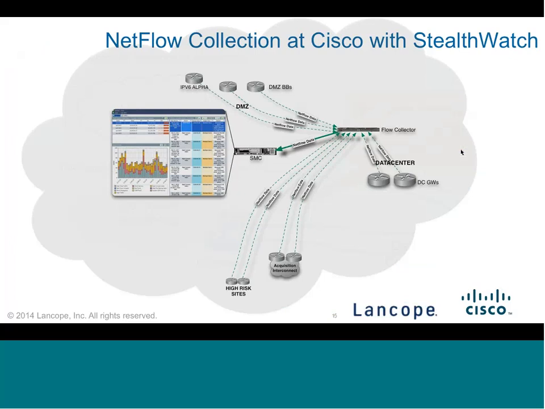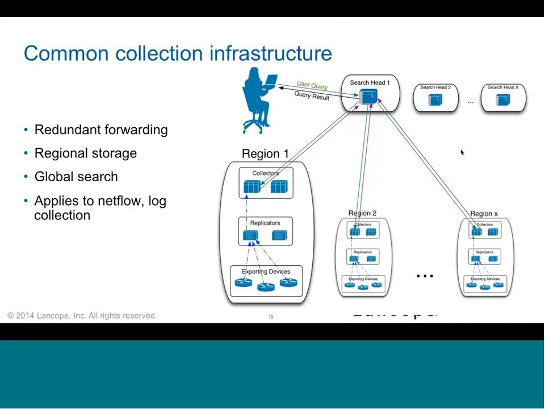But at a high level, all of this data is going to come back and live in the Lancope flow collector, which we will then interface via the SMC. So an illustration of how we deploy this at Cisco, I think this is beneficial just to take a look at. So within a region, if you look at region 1, going up the stack, we have exporting devices. Most of the exporting devices are network devices, and they're Cisco devices.